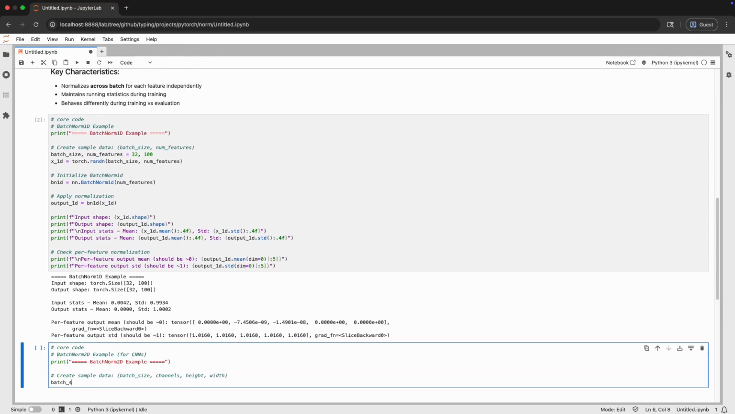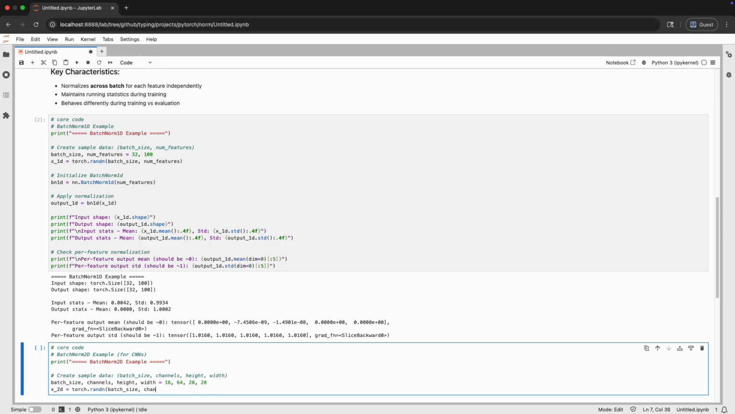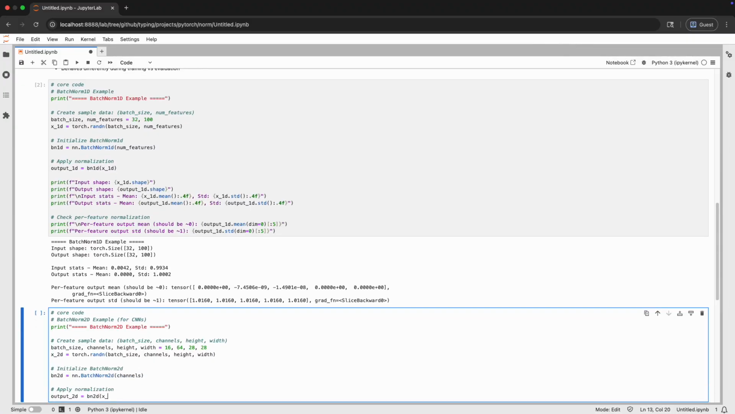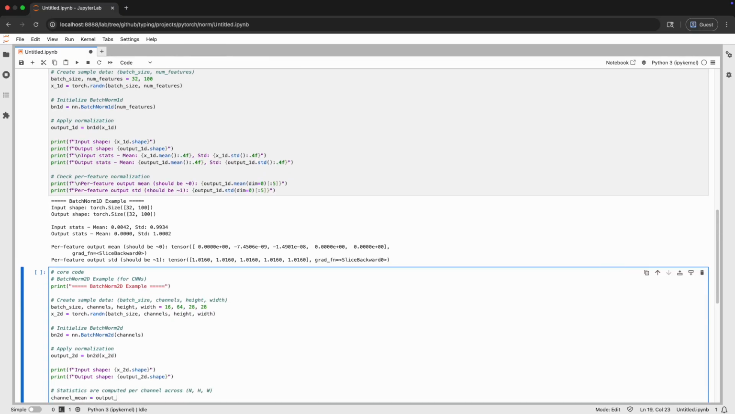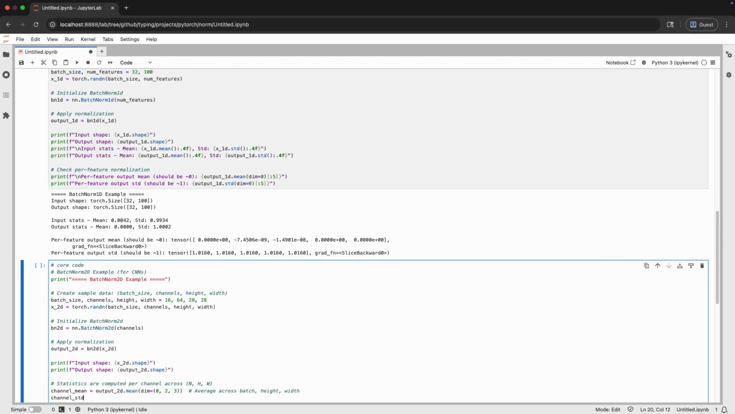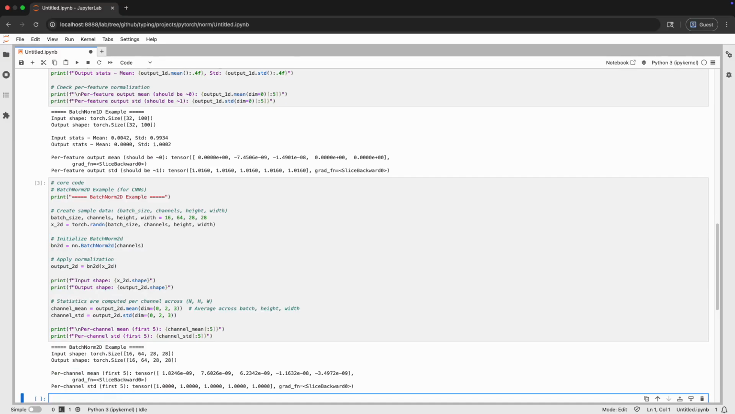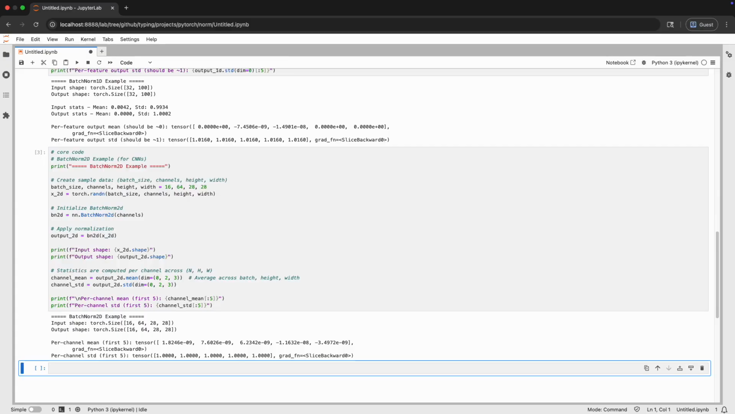Now let's look at BatchNorm2d, which is commonly used in convolutional neural networks. Here we're working with image data that has batch size, channels, height, and width dimensions. BatchNorm2d normalizes each channel independently, computing statistics across the batch, height, and width dimensions. Excellent. We can see that BatchNorm2d successfully normalizes each channel. The per-channel mean is essentially 0, and the per-channel standard deviation is exactly 1. This is crucial for CNNs, where each channel might represent different features that need independent normalization.